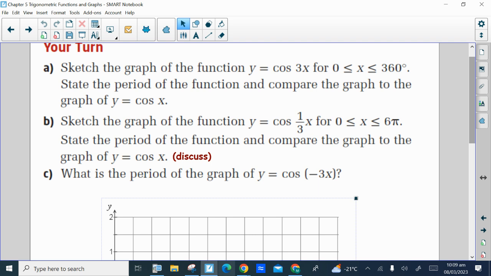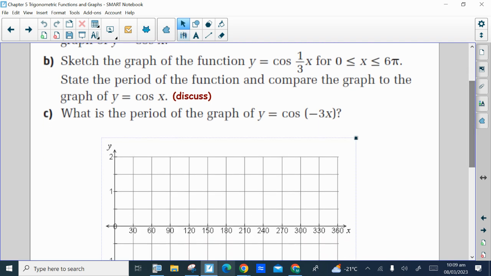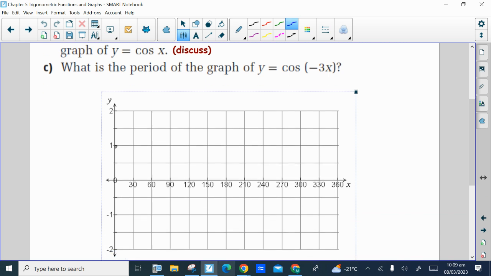So this is a transformation of y equals cosine x, so we'll start with that as our base function. Remember, cosine starts at the maximum, so it starts at (0, 1). And our critical points are at every 90 degrees. So at 90, we're in the middle. Another 90, we're at a minimum. Back to the middle, and then finish off at the maximum. So this is the graph of y equals cosine x, our base graph.